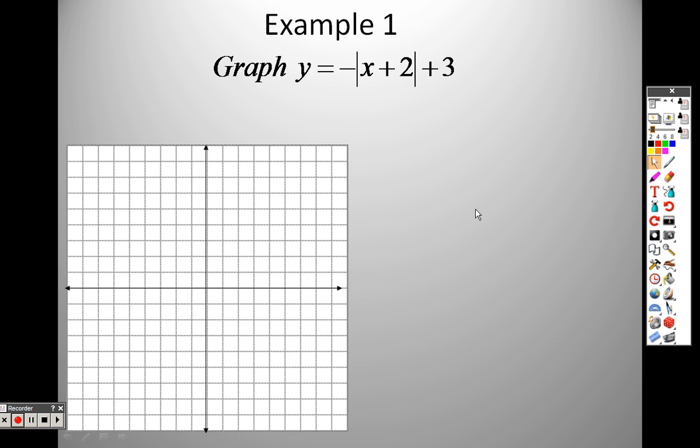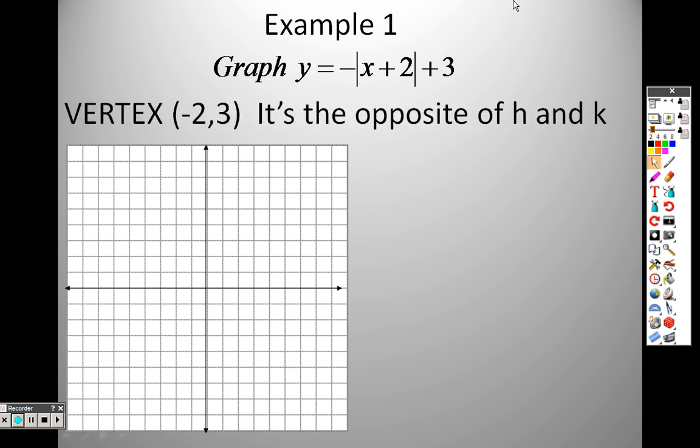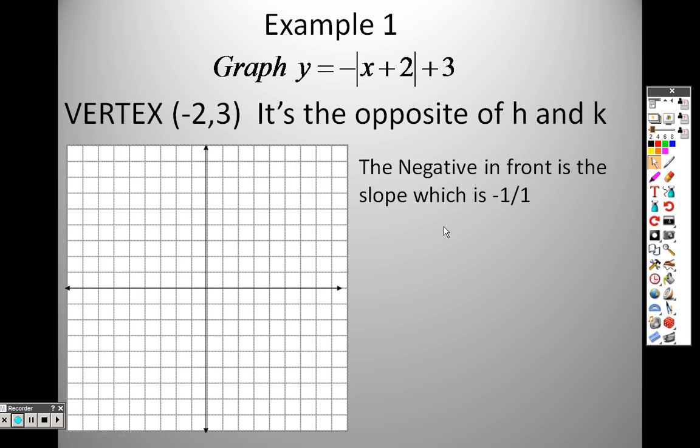So we're doing this. I need to find the vertex point, which will help me figure out where to start. That vertex point is (-2, 3), because it's whatever makes the inside 0, so it's negative 2, right? Negative 2 plus 2 is 0. Negative 2 and whatever's on the outside. The negative in front is the slope, and the slope is negative 1. So here's the point: over negative 2 and up 3. That negative 1 means I'm going to go down 1 over 1, down 1 over 1, down 1 over 1, down 1 over 1. I draw a line there.